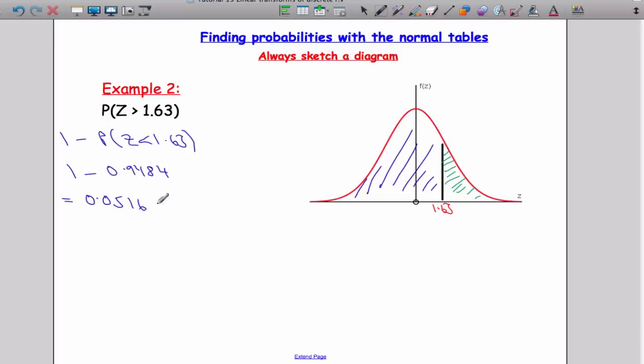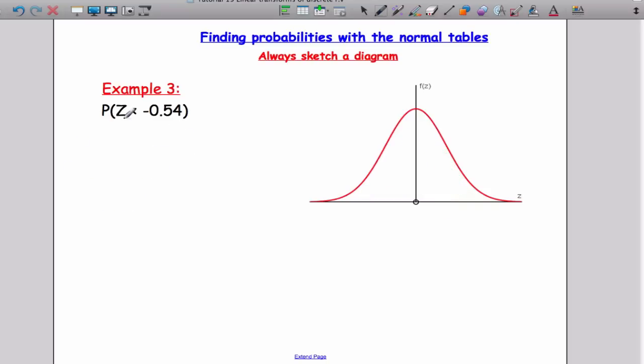Just something else that I remember to pass on is that you shouldn't round to 3 significant figures when you're dealing with normal distribution. Try and keep your answers exact right the way through the question. Let's go on and look at the next part.